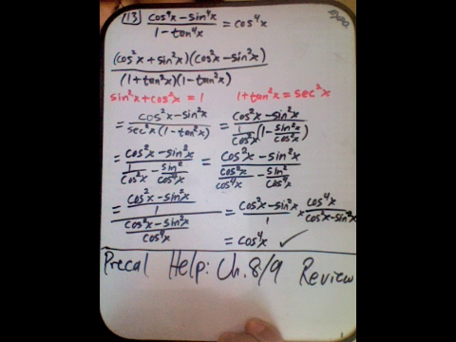If you multiply those back out and FOIL them, you'll see that you really do recover cosine to the 4th minus sine to the 4th. In the denominator, it's similar, but it's a little bit simpler.